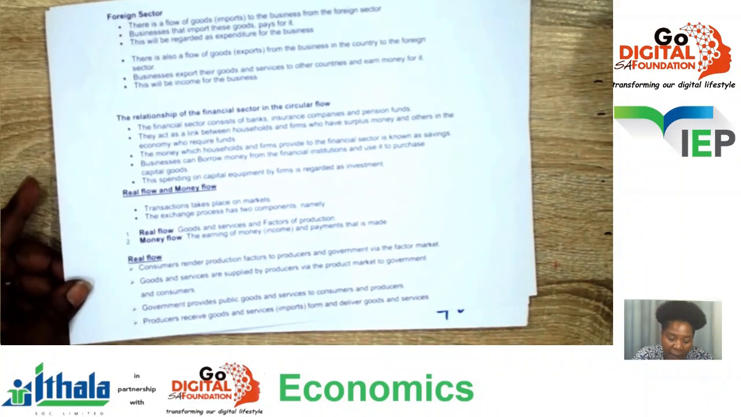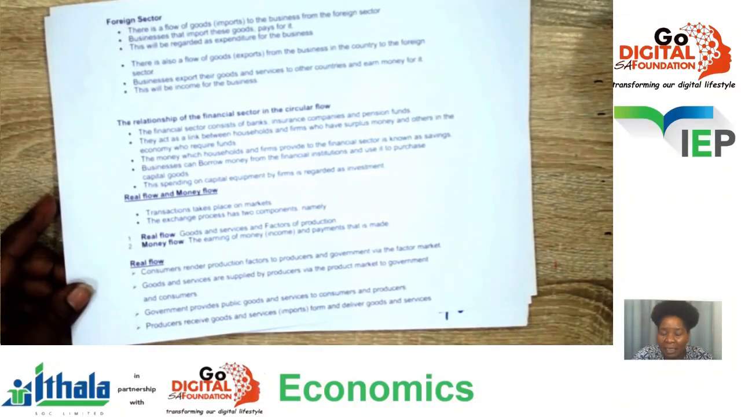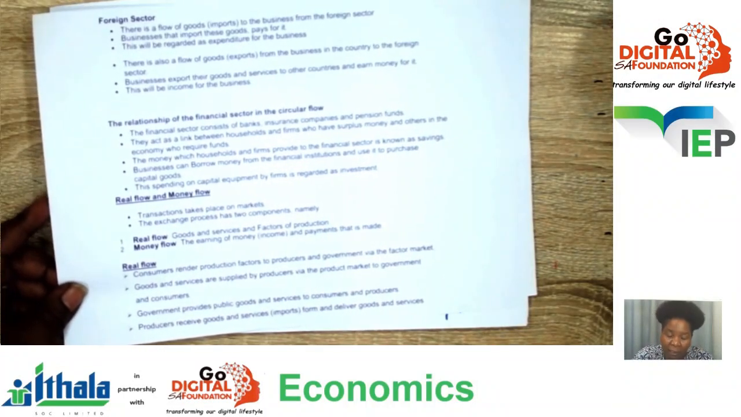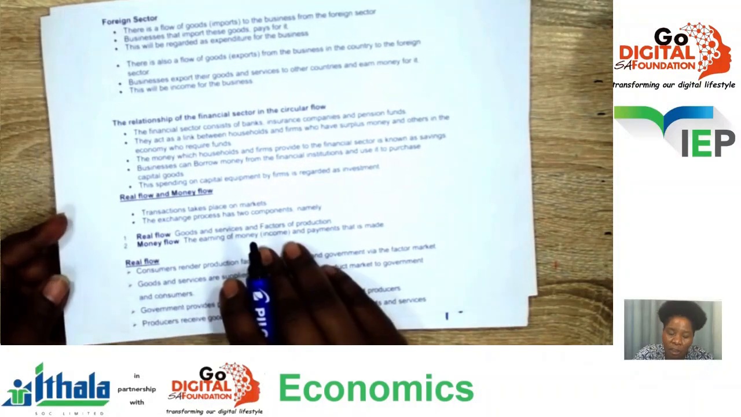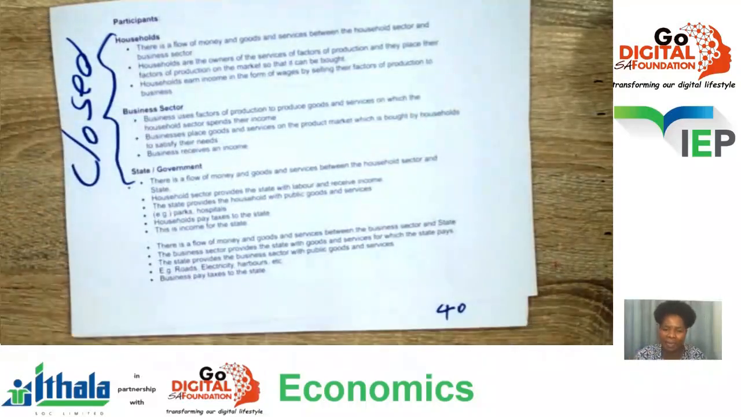So sometimes they do ask you, please define all the participants that are interacting in the economy. The minute they say they are interacting, it means that you have to explain how each one of them is working with each other. In other words, they don't just work in isolation. Let's go back to the households. Households, they go and look for work.